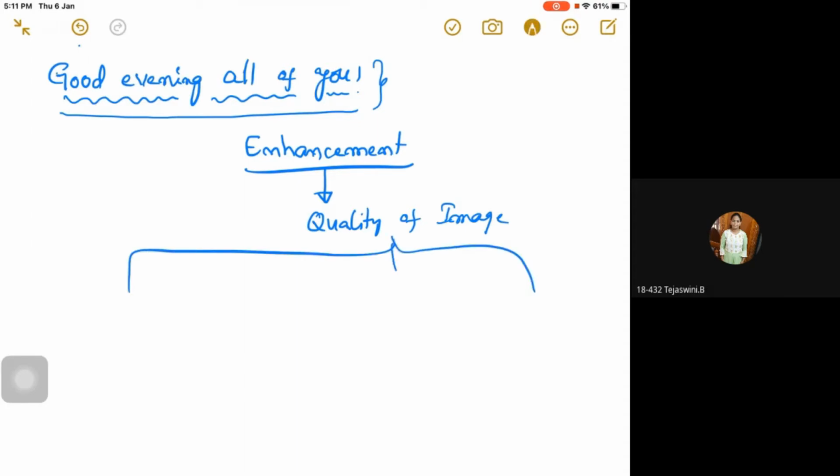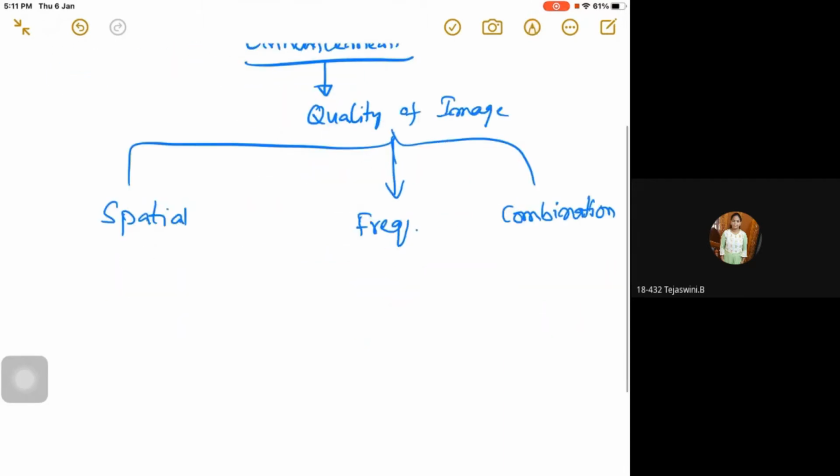One is using spatial domain techniques, the second one is using frequency domain techniques, and the third one is the combination of both spatial as well as frequency domain techniques. And we are in the first method, that is, we are doing the image enhancement techniques using the spatial domain. So in this, as of now, what are the various techniques we have covered?